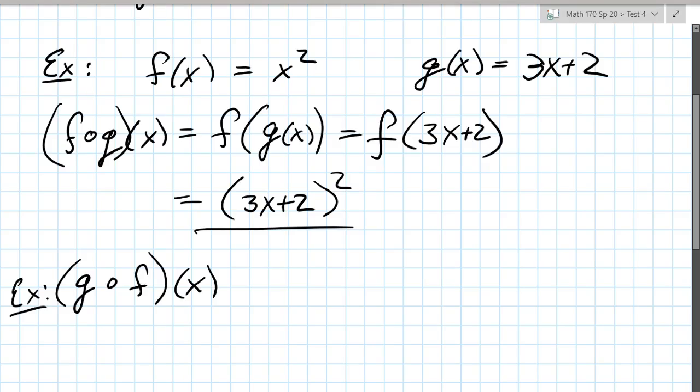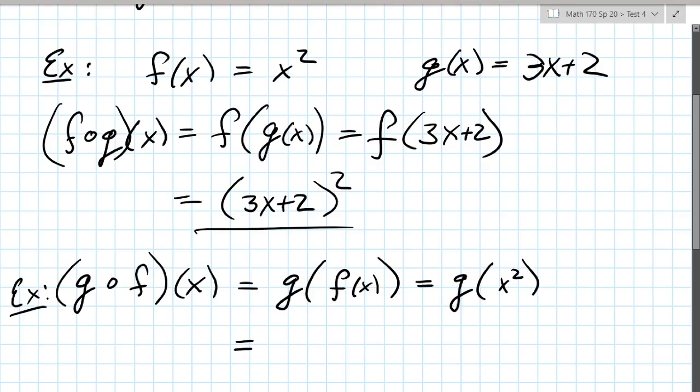Using the same functions, we can find g of f of x. That says everywhere that we see x in the g of x function, replace it with x squared. So we have 3 times x squared, plus 2. So 3x squared plus 2.